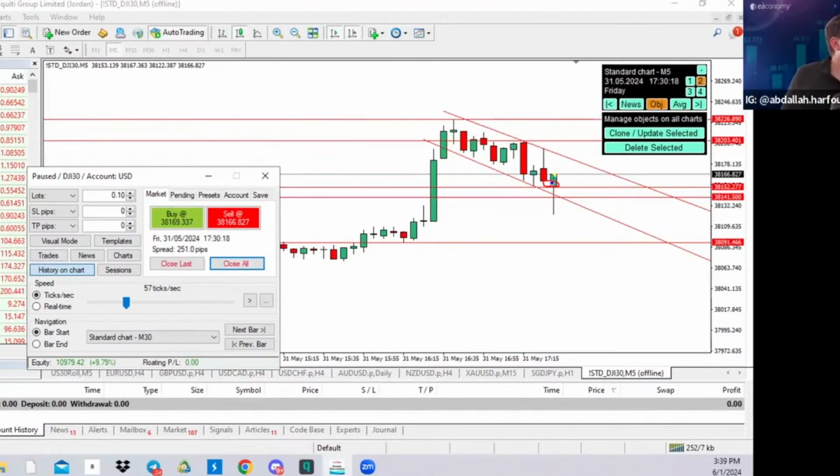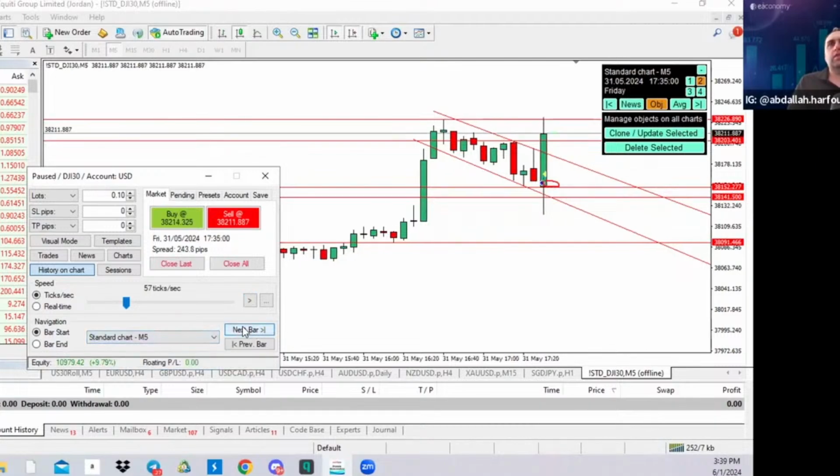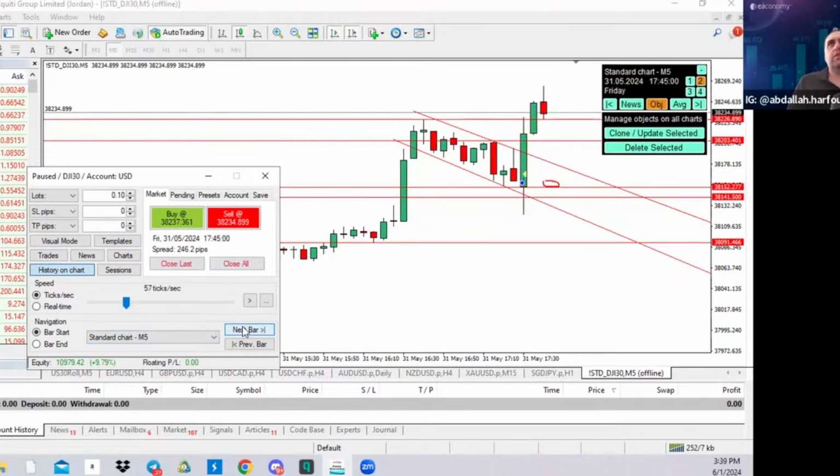Okay, so this was the buy that we took, and here it was important because I waited and then it made the wick up, tried to move down, and so on. Anyway, so we went to this place, minute 45.